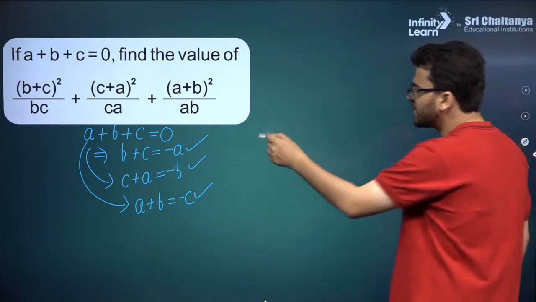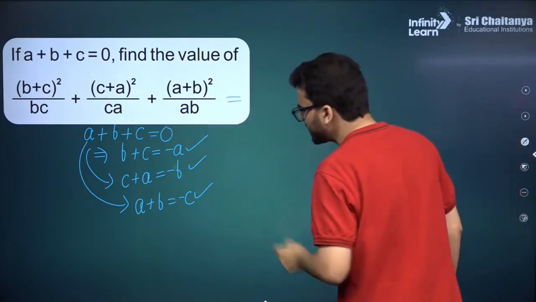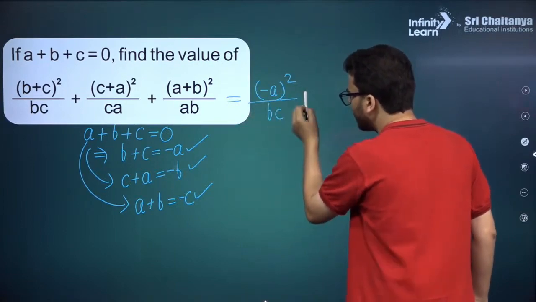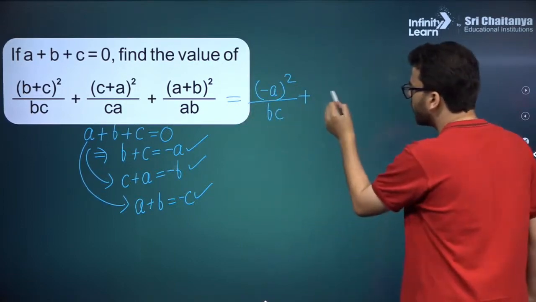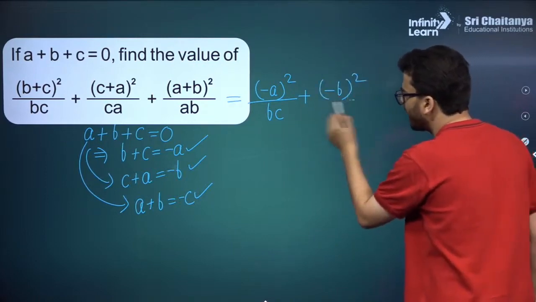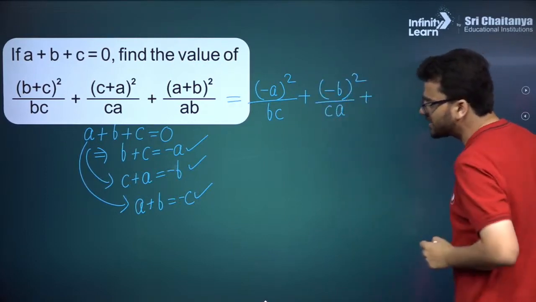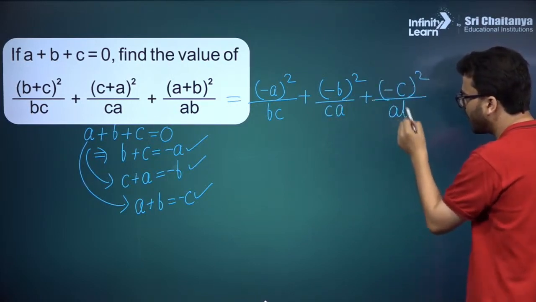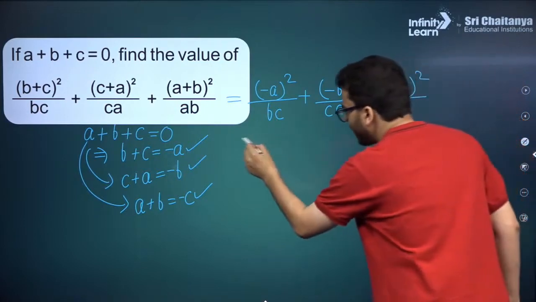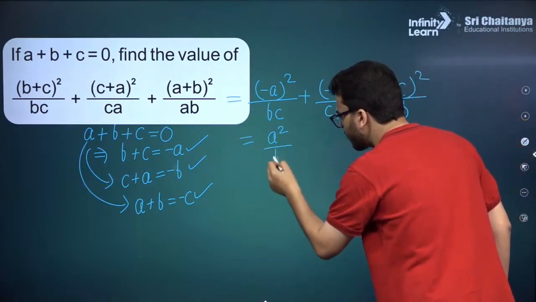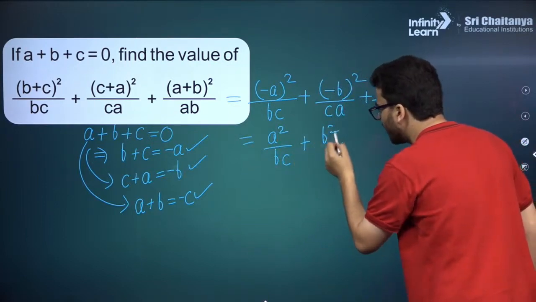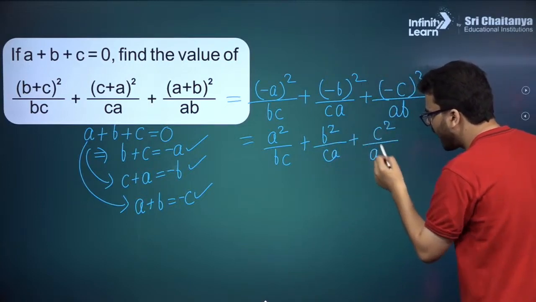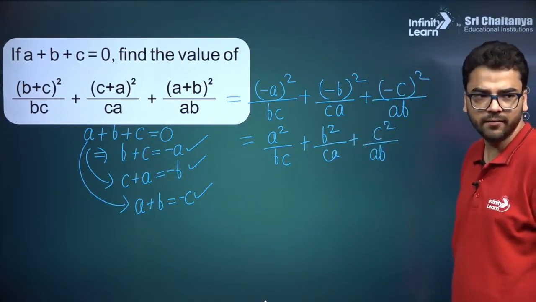So what is the given expression equal to? b plus c the whole square, so minus a the whole square divided by bc, plus c plus a equal to minus b, so minus b the whole square divided by ca, plus a plus b the whole square equal to minus c the whole square upon ab. I hope this is clear. Now I can further simplify: a square upon bc plus b square upon ca plus c square upon ab. Very good, that is correct.